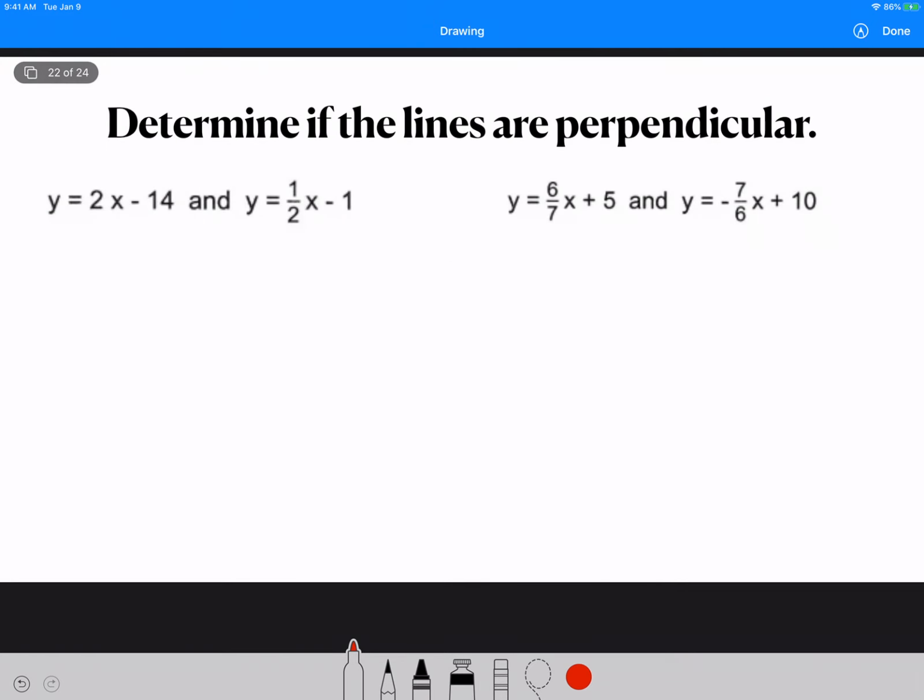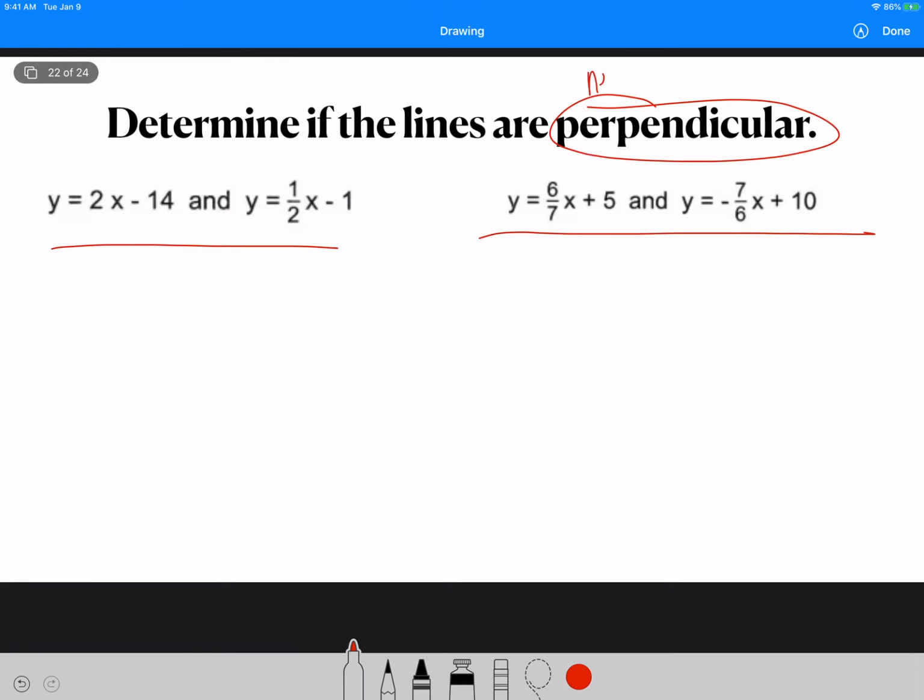So all you have to do for today is to determine if the lines are perpendicular or not. Let's say that I give you two equations like these. Okay, I'm going to help you with the first one, and I want you to take a look at the second one. Remember, if the lines are perpendicular, they need to be something called a negative reciprocal. What has to be negative reciprocal? The slopes have to be negative reciprocal.